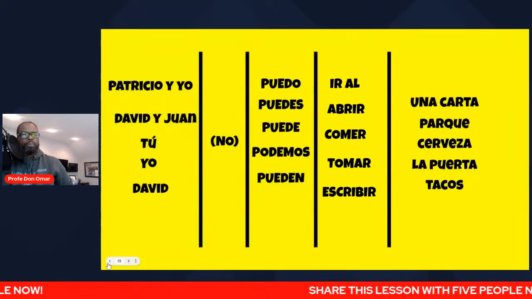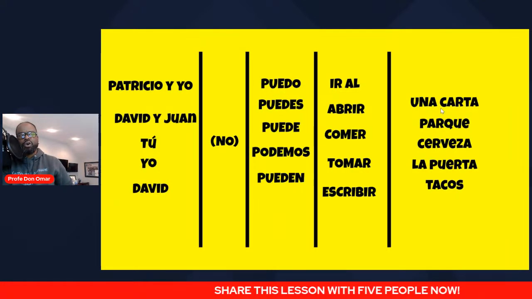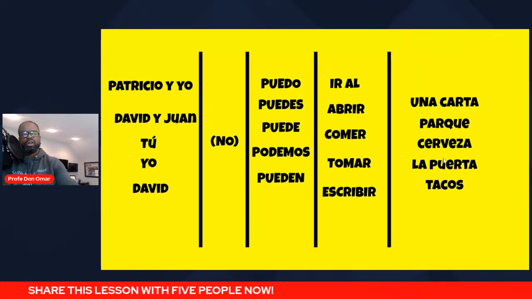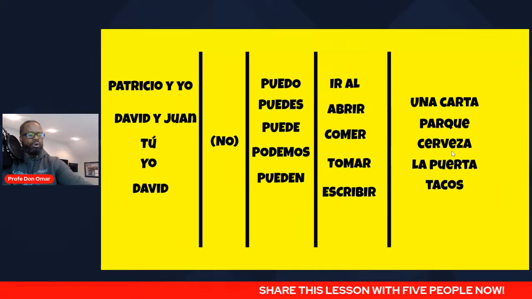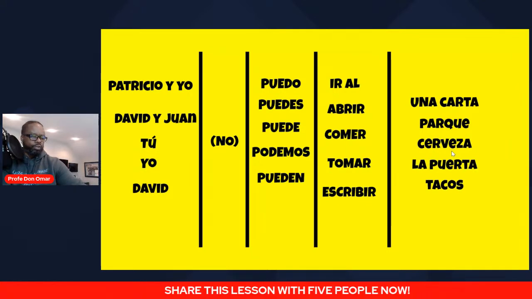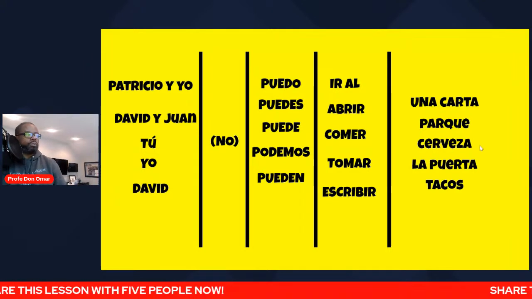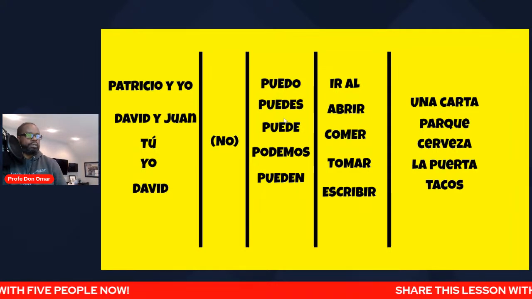Before we go back, just to make sure you remember what these are. Una carta is a letter. Parque is a park. Cerveza would be beer. La puerta would be door. And tacos would be, of course, tacos, ¿verdad? All right, let's take a look at our next slide.